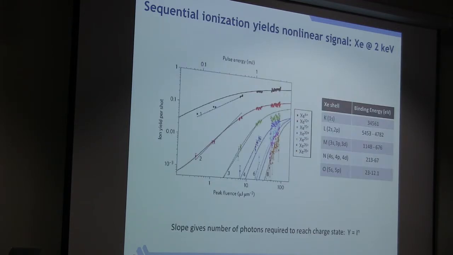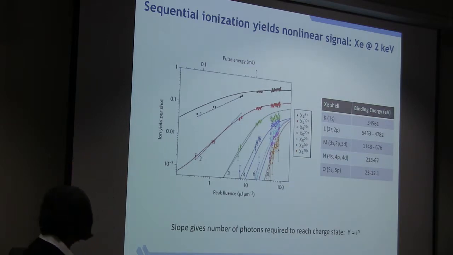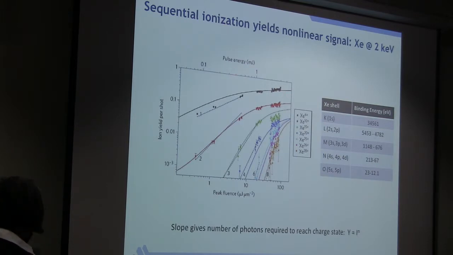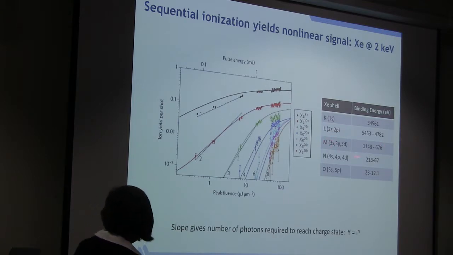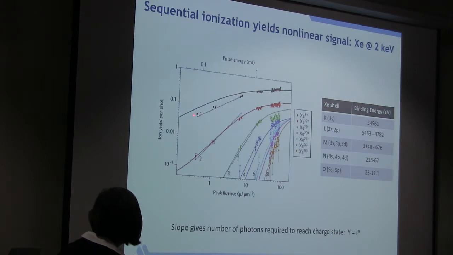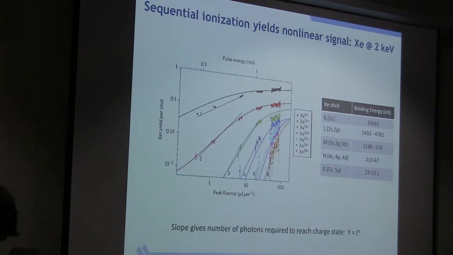Now, if you take xenon, and instead of looking at 5 keV, you come down to 2 keV, you can also see many things that will happen. So you can still crack open this M shell, and what you can see is that you can have single photon, 2 photon, 3, 4, 5, 6 photon absorptions. This gets you all the way up to 28+. And the slope gives you the number of photons required. And all this happens in a few femtoseconds.